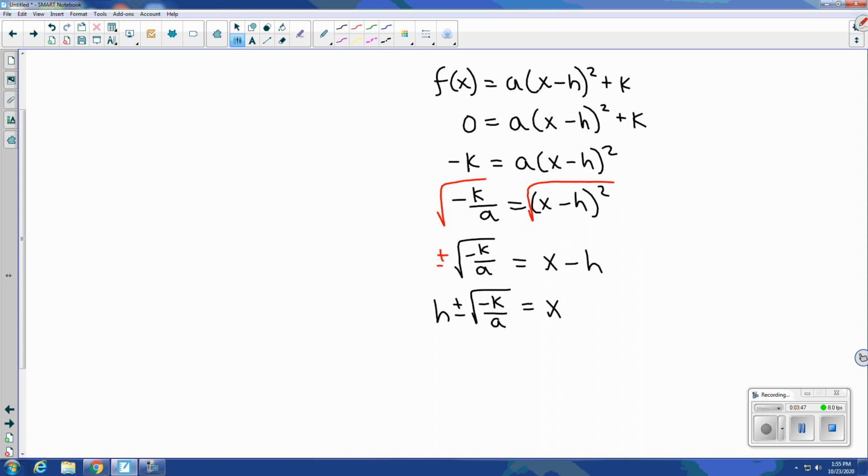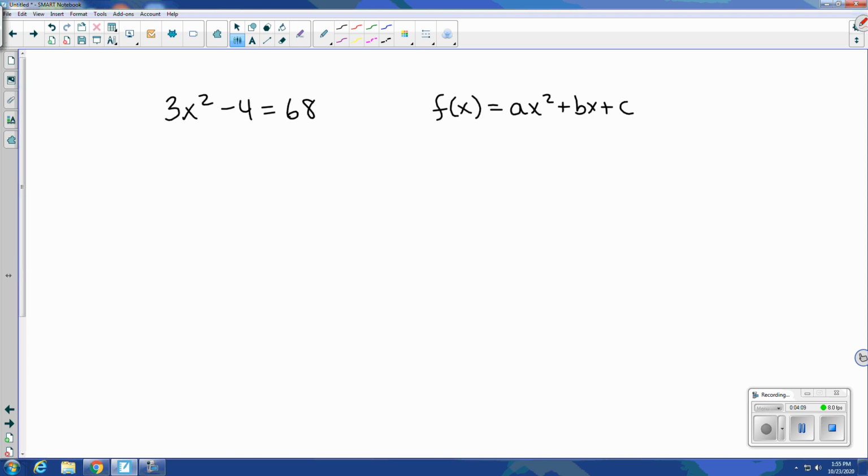So we were able to isolate x when it's in vertex form by just using basic inverse operations. The key thing to look at is when we take the square root to undo the square term, remember to put that plus minus in. But what do we do if we have a standard form equation?